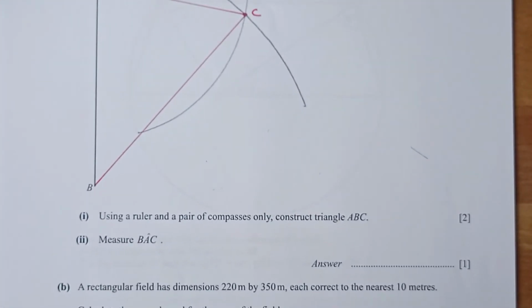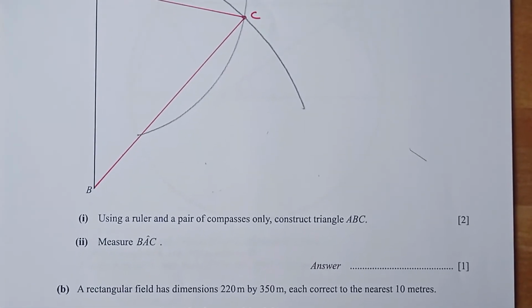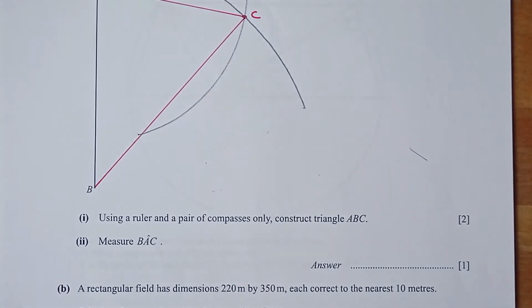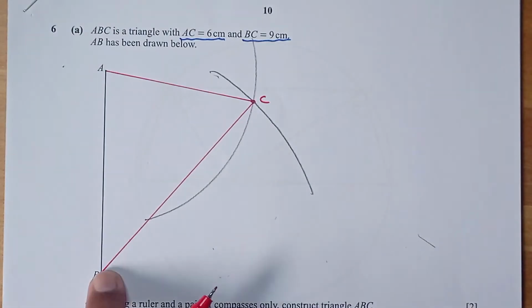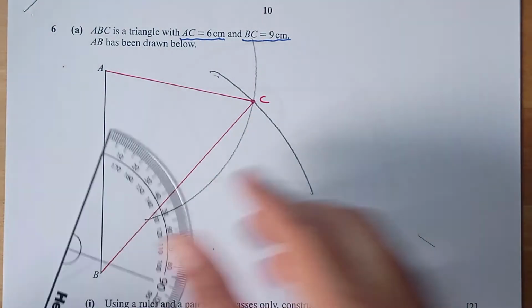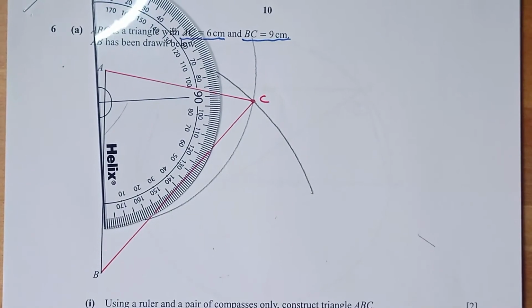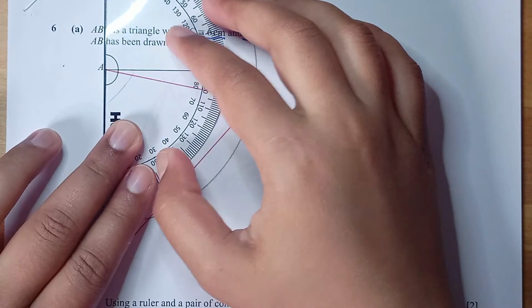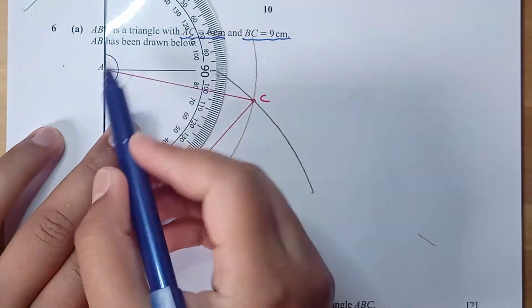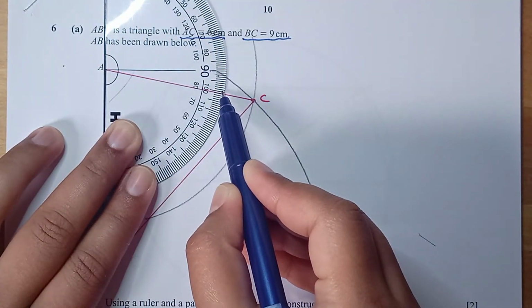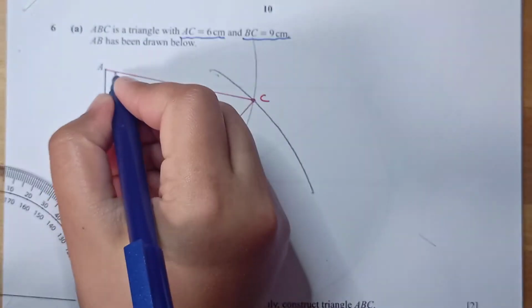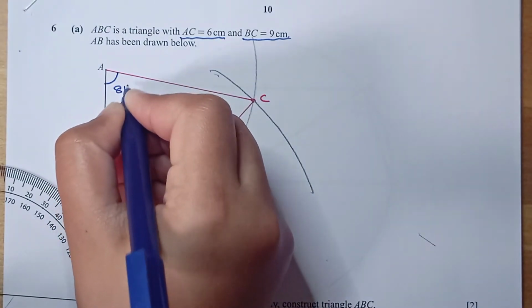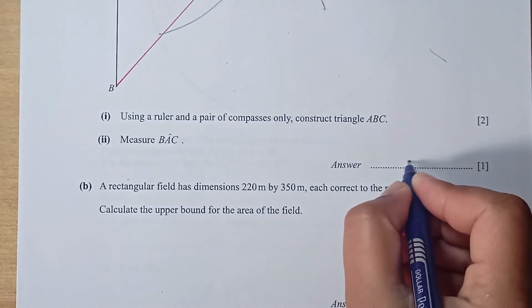Now for the second part, measure BAC. Okay, so angle BAC. With the help of a protractor, we can easily measure the angle BAC. So if I put it over here, and let me find that angle, this red line, this is 80 and this is 81. So that angle is 81 degrees. So the answer is 81 degrees.